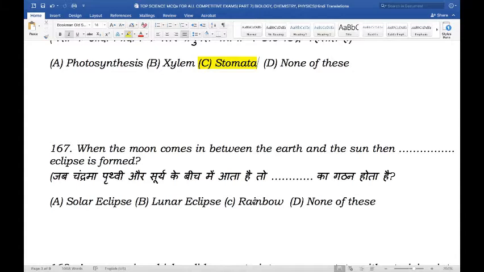The next question. When the moon comes in between the earth and the sun, then blank eclipse is formed. So is it A, solar eclipse, B, lunar eclipse, C, rainbow, or D, none of these? So when the moon comes in between the Earth and the Sun, then A, solar eclipse happens. Solar eclipse happens when the moon gets in the way of the sunlight and casts its shadow on Earth. So this means that during the day, the moon gets over the sun and it becomes dark.